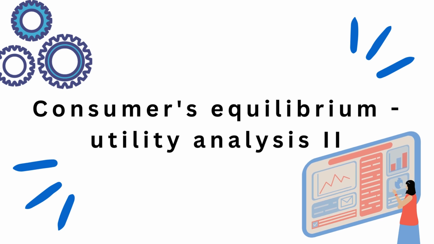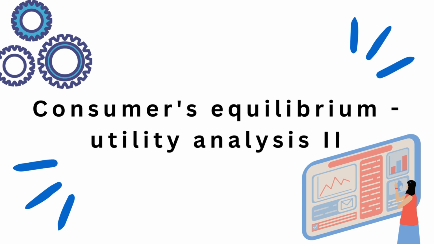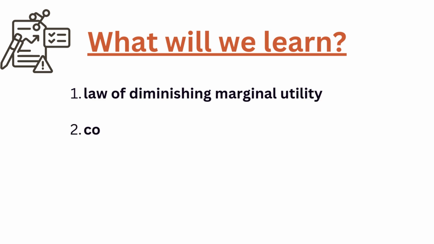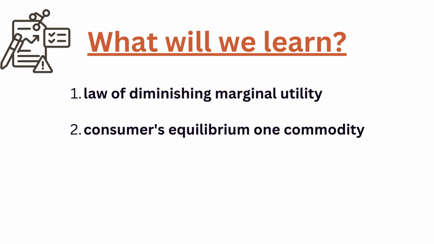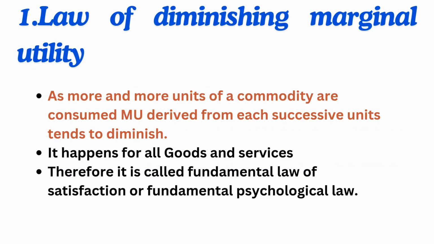This is the second part of the Consumer's Equilibrium Utility Analysis chapter. Let's see what we will learn in this chapter. Number 1, Law of Diminishing Marginal Utility. Number 2, Consumer's Equilibrium, one commodity case. Number 3, Consumer's Equilibrium, two commodity case. So, let's begin with the first point, that is the law of diminishing marginal utility.